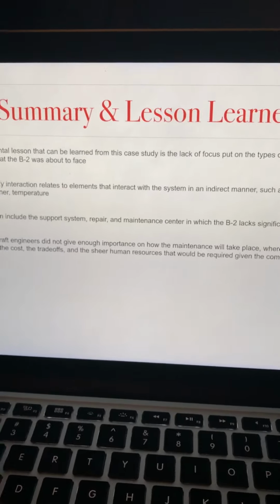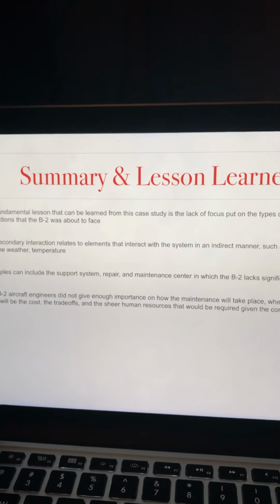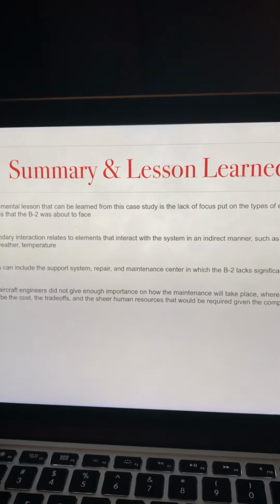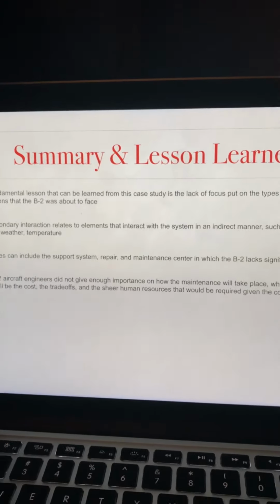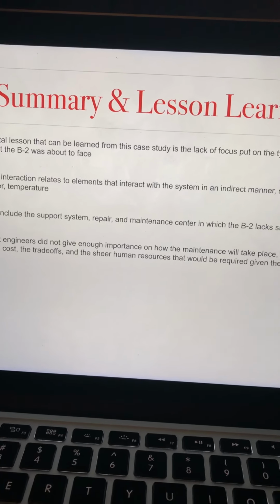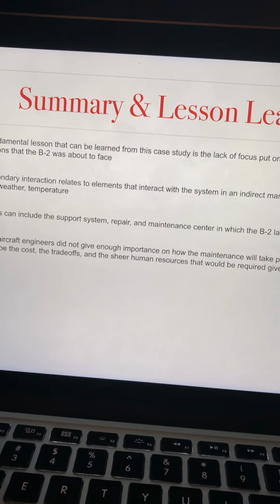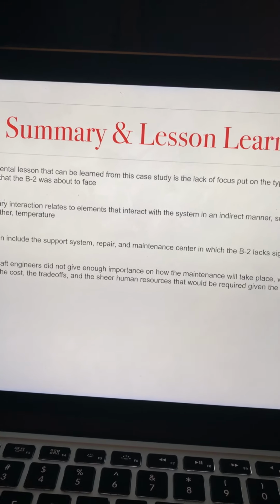So one of the fundamental lessons that can be learned from the case study is the lack of focus put on the types of environmental interaction that the B2 was about to face. We have learned on one of the slides that this is a potentially important thing to consider before you come up with a system that's going to be out in the environment. The secondary environmental interaction relates to the elements that interact with the system in an indirect manner, such as physically interacting with the weather and temperature.